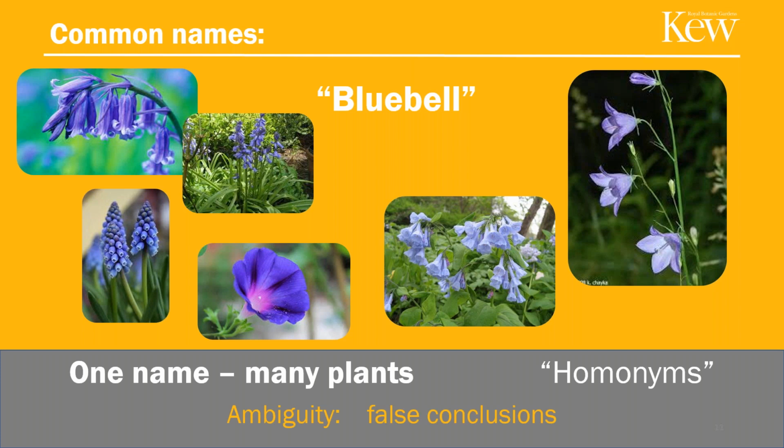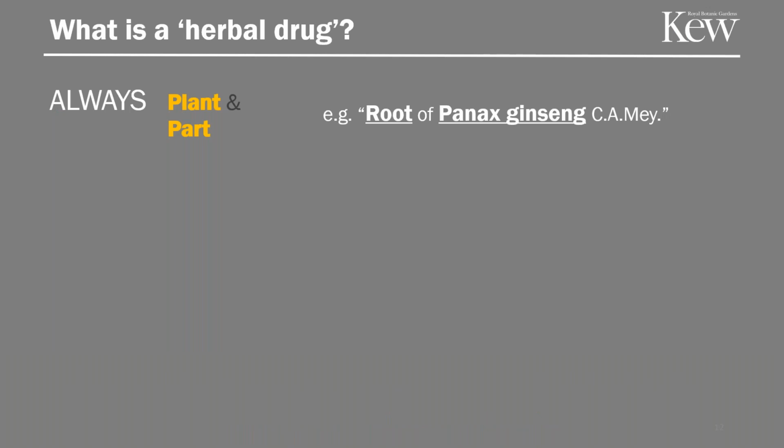And the ambiguity that this writes, of course, is problematic. If I tell you that bluebell is a very effective diuretic, I would not want you to be using any one of those other species that is not the same as I've been using, because it could have serious consequences.